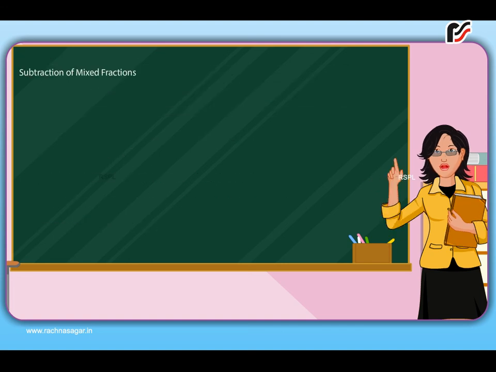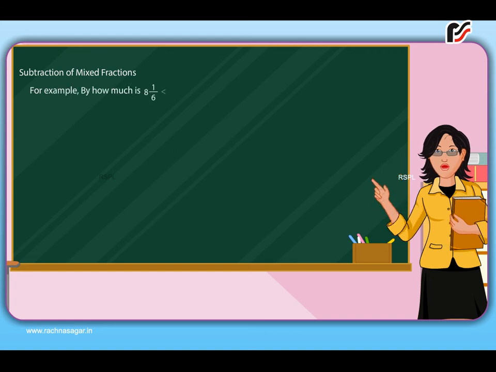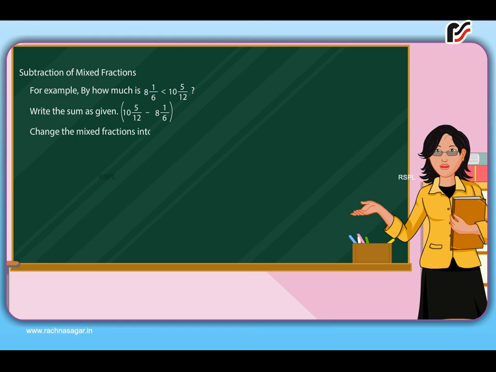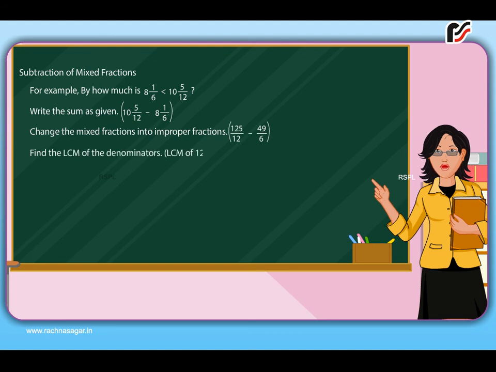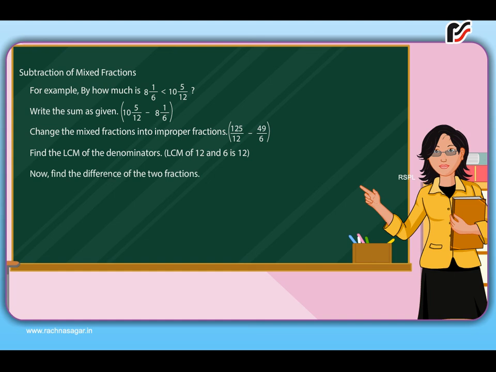Subtraction of mixed fractions. For example, by how much is 8, 1 by 6 less than 10, 5 by 12? Write the sum as given: 10, 5 by 12 minus 8, 1 by 6. Change the mixed fractions into improper fractions. 125 by 12 minus 49 by 6. Find the LCM of the denominators. LCM of 12 and 6 is 12. Now find the difference of the two fractions.